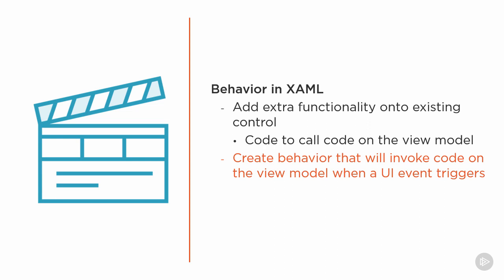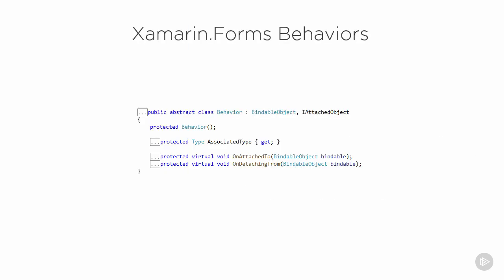We will create a behavior and we'll call it the event to command behavior. That will contain code that allows me to specify which command needs to trigger in response to a UI event being triggered. Exactly what we need. Behaviors are built into Xamarin Forms. The basic behavior contains a few methods we can use to create our custom behavior. The most important one is the OnAttachedTo. This will get called when the behavior is attached onto a control, and you will see this in the demo.